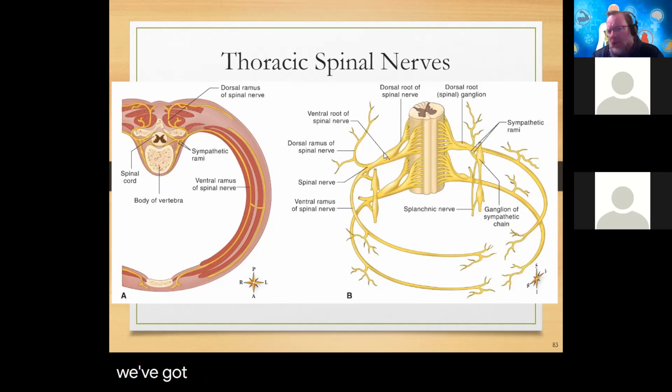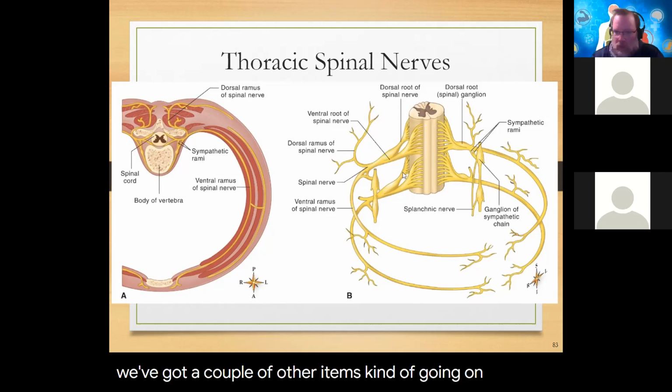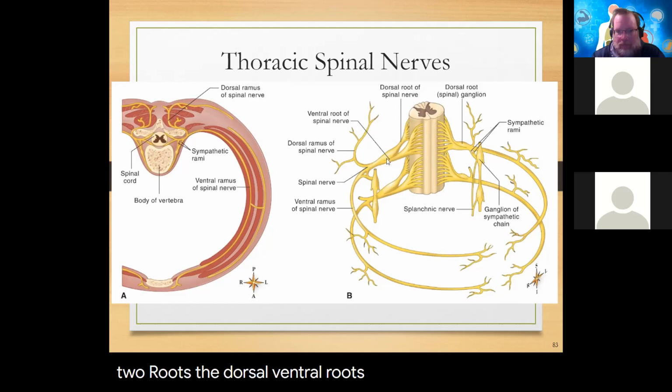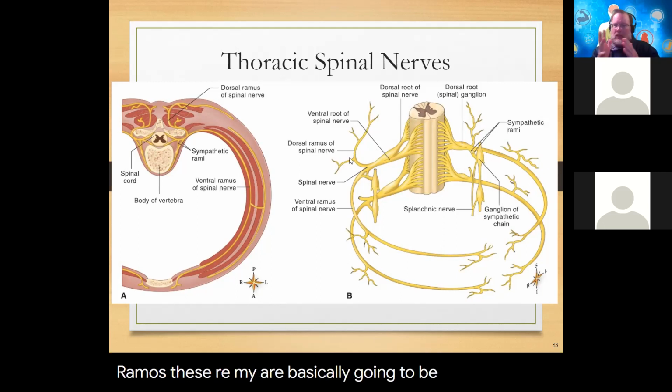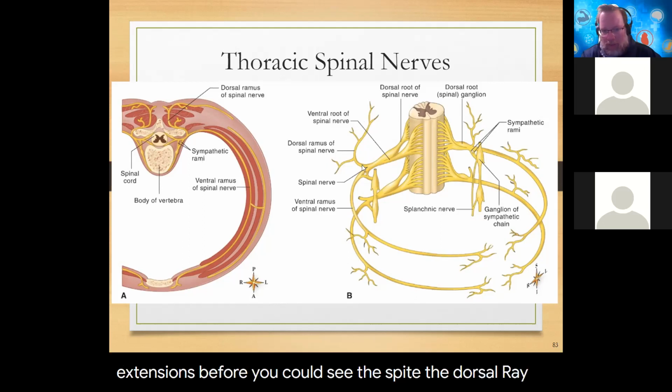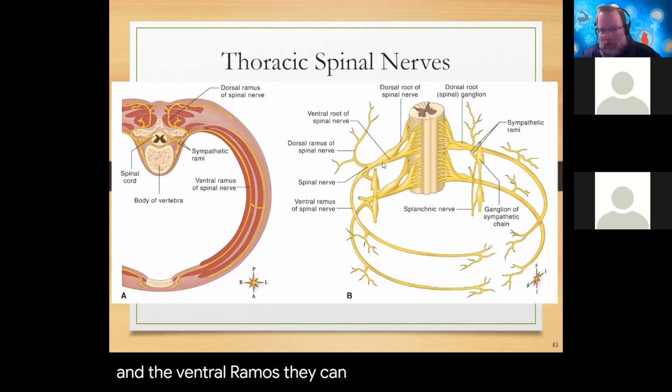We've got a couple of other items going on here with the peripheral nervous system. As we have these two roots, the dorsal and ventral roots, they can combine a little bit and form what we call a ramus. And this ramus, we have what's called a dorsal ramus and a ventral ramus. These rami are basically going to be the larger extensions. Before you could see the spine, the dorsal ramus and the ventral ramus converge and become one.